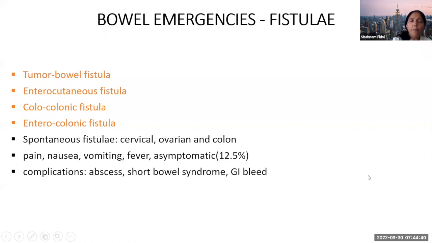Moving on to bowel fistulae, there are different forms of fistulous communication. And really the type of fistulous communication dictates management. The different types are highlighted in orange, and these can occur in patients with cervical, ovarian, and colon cancers. The patients can be asymptomatic or present with pain, nausea, and vomiting, and it can lead to a variety of complications.